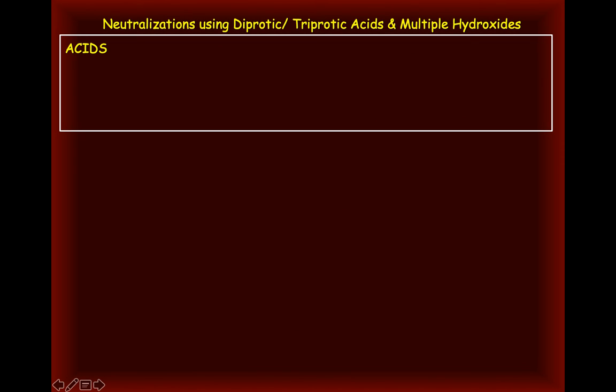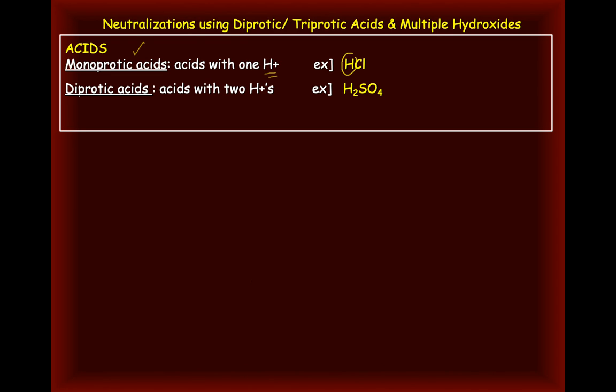Now, what if you had a situation where you had multiple hydrogens or hydroxides? For example, acids. Most of the time you're going to have a monoprotic acid, which is an acid with one H, like HCl. There's only a single H here. Diprotic acids, di meaning two, are acids with two hydrogens. You'll see the two hydrogens in sulfuric acid. Triprotic acids would have three. So you can see that's the case.